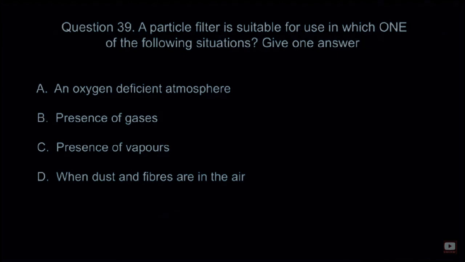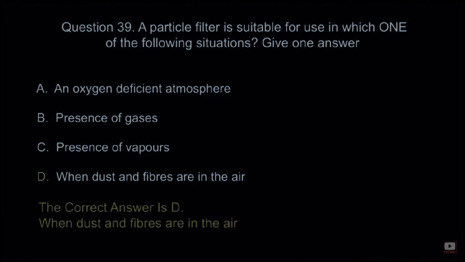Question 39. A particle filter is suitable for use in which one of the following situations? Give one answer. A. An oxygen-deficient atmosphere. B. Presence of gases. C. Presence of vapors. D. When dust and fibers are in the air. The correct answer is D. When dust and fibers are in the air.